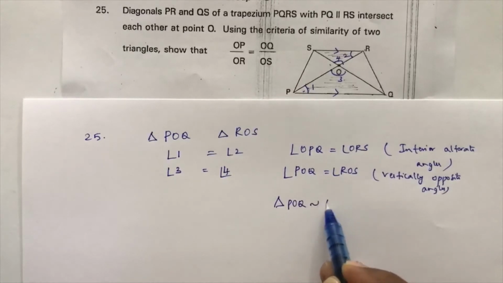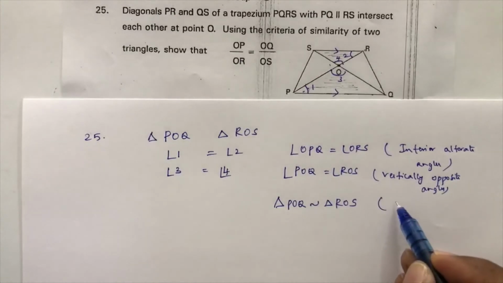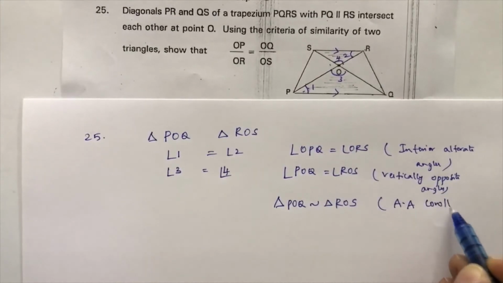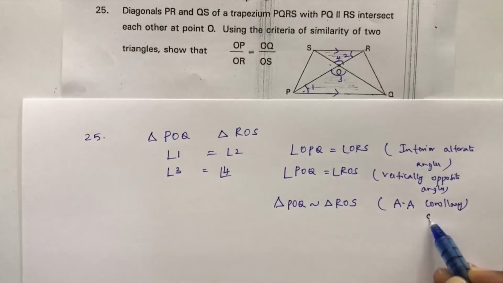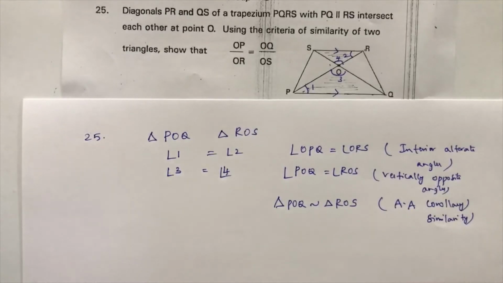Triangle POQ is similar to triangle ROS by the angle-angle similarity corollary. If two angles are equal in two triangles, corresponding angles are equal, then definitely the third angle will be equal, so no need to prove that. Now write the sides proportional, because the triangles are similar and corresponding sides are proportional.